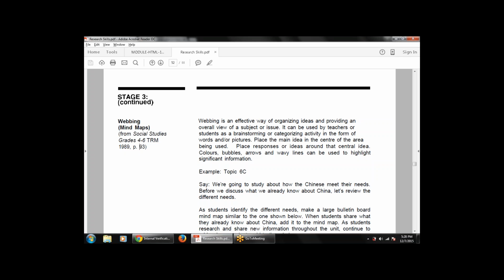Then colors, bubbles, arrows and wavy lines can be used to highlight the significant information. So if there is any relevant information, you can represent it with the use of arrows, bubbles, colors and wavy lines to highlight the significant information.